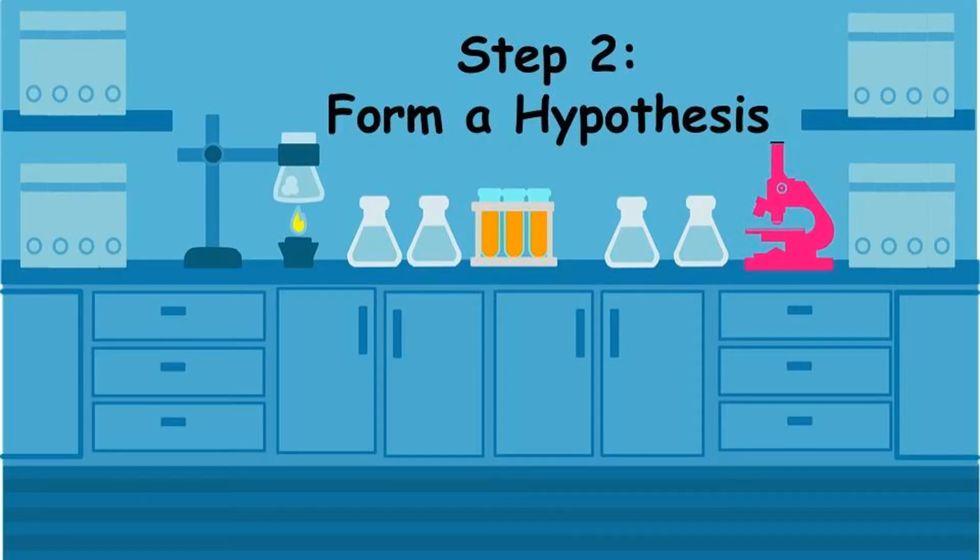Step 2 of the scientific method is to form a hypothesis. What do you think is going to happen during the experiment? A hypothesis is not a complete guess. It's something that's based on our prior knowledge, and it is also based on research.